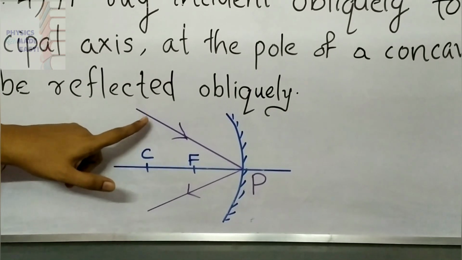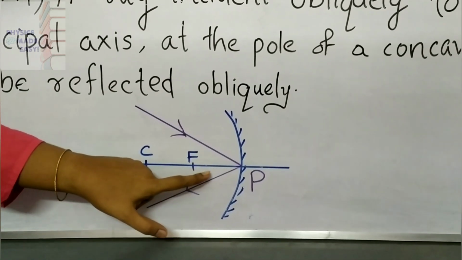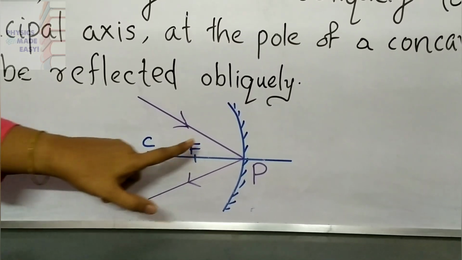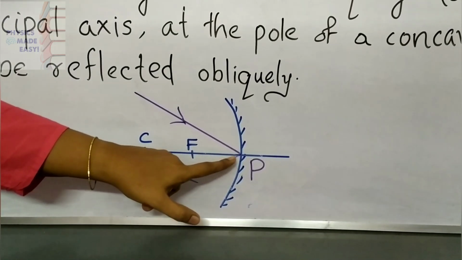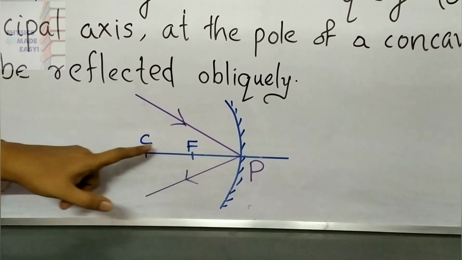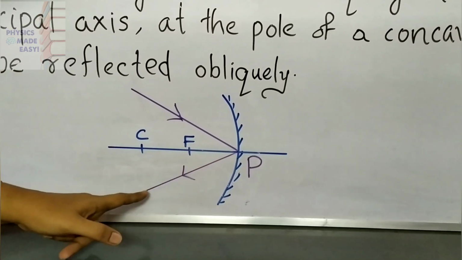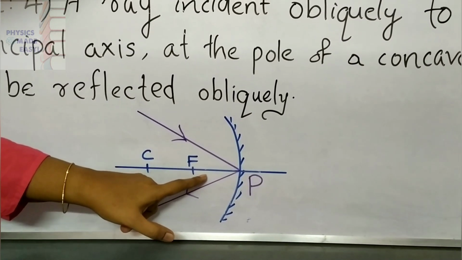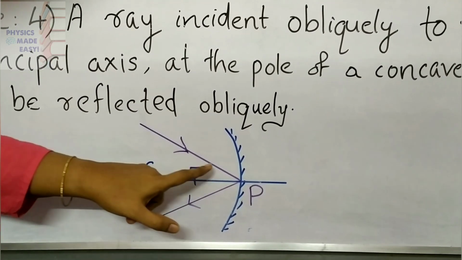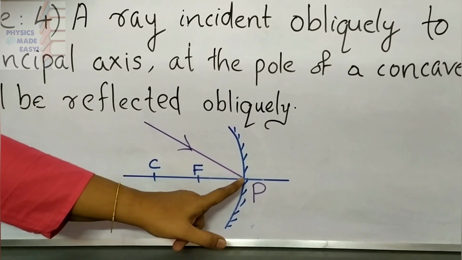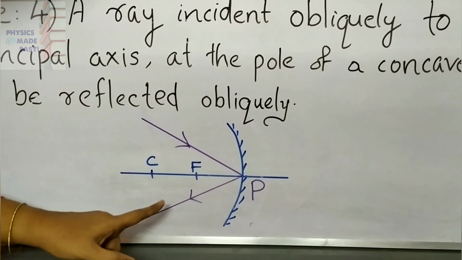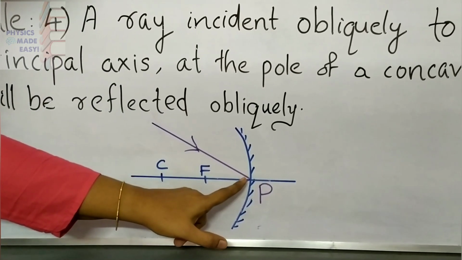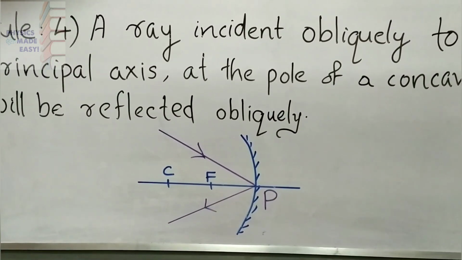That means here the incident ray makes an angle with this principal axis. Here you can consider that principal axis as the normal. Angle of incidence here, angle of reflection is the angle between this principal axis and the reflected ray. So, angle of incidence will be equal to angle of reflection. From this we can say if a ray is obliquely incident at the pole of the mirror, that will reflect from the pole by making the same angle as the incident ray with the principal axis.